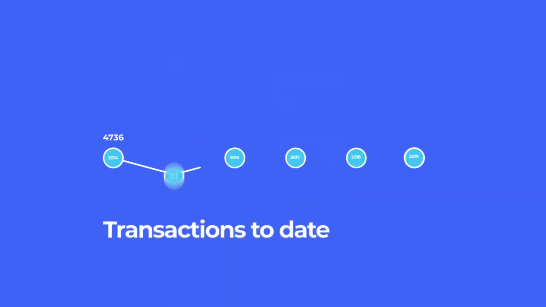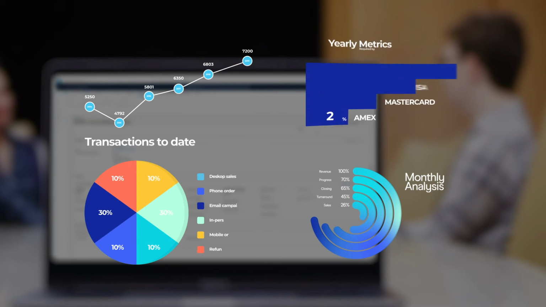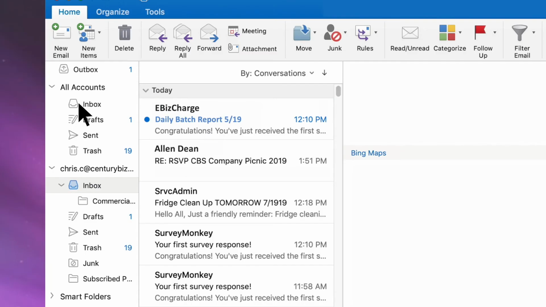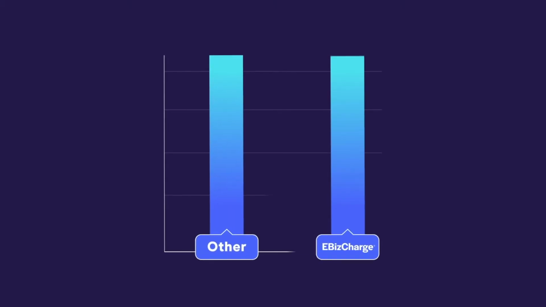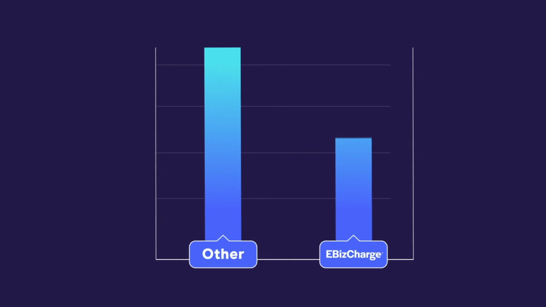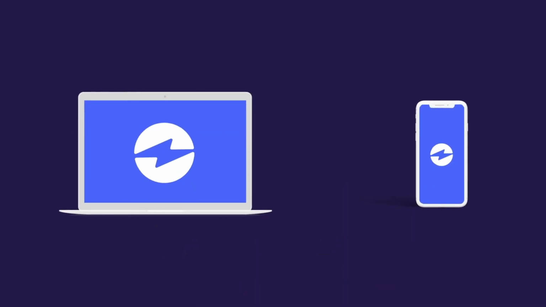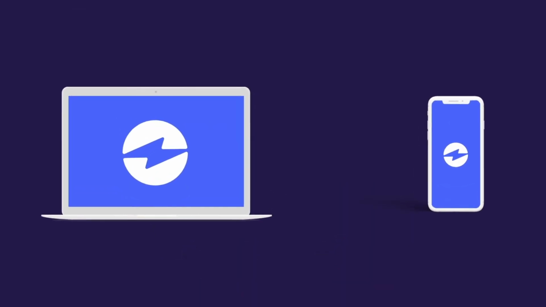As a manager, you have access to advanced reporting tools. Easily build customizable reports to gain insights into the metrics you care about most. And finally, save time by having batch reports auto-delivered to your email inbox every day. Best of all, EBizCharge qualifies cards at the lowest rates, so you pay less on monthly processing fees. Whether you're on the desktop or the mobile app, accepting payments has never been easier.